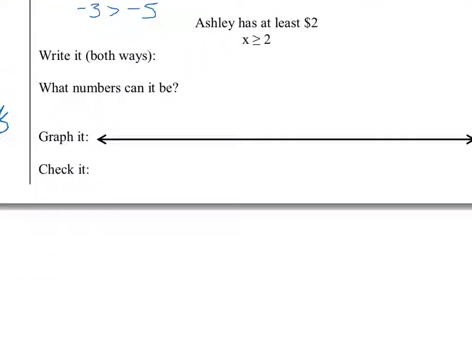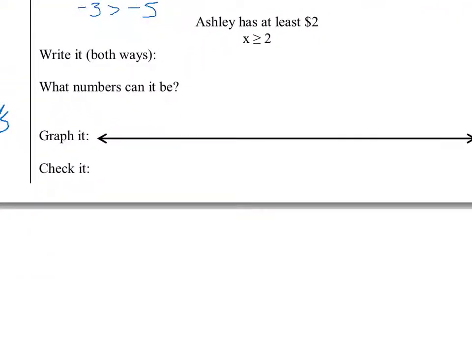Last one. Ashley has at least $2. So x is greater than or equal to 2. We're going to start by writing it both ways.